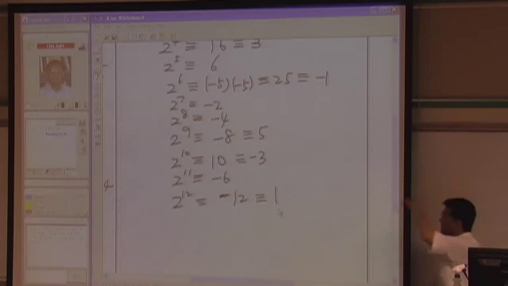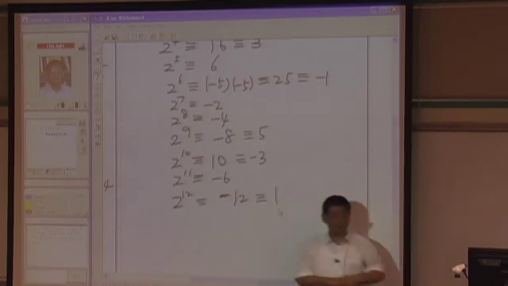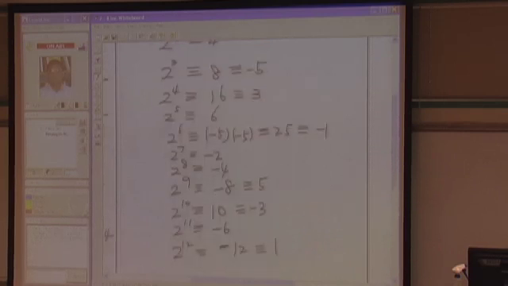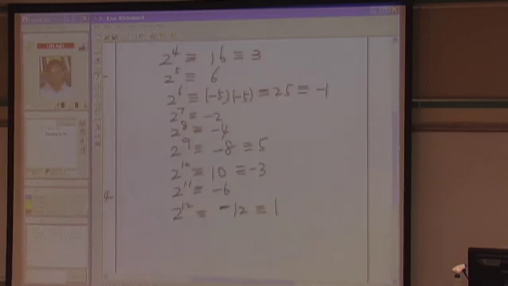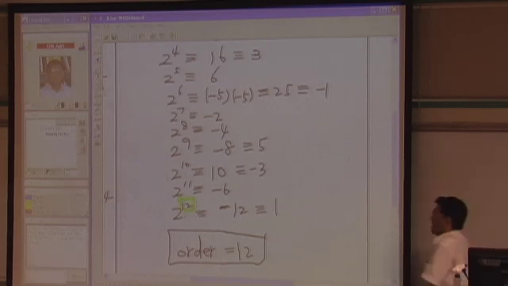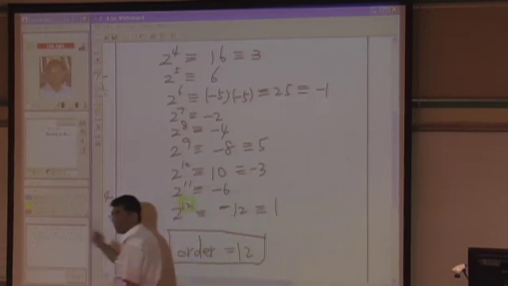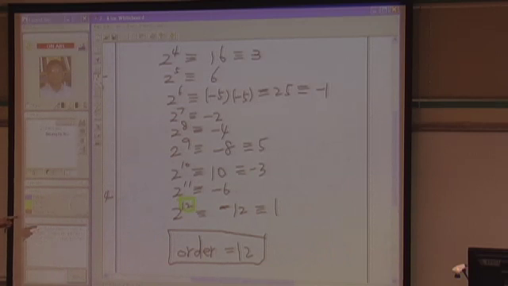So, because of this fact, the order of 2 is what? The order is 12, right? The order is, by definition, the power giving us 1. The smallest possible power giving us 1 is called the order. But in reality, you don't follow my approach.